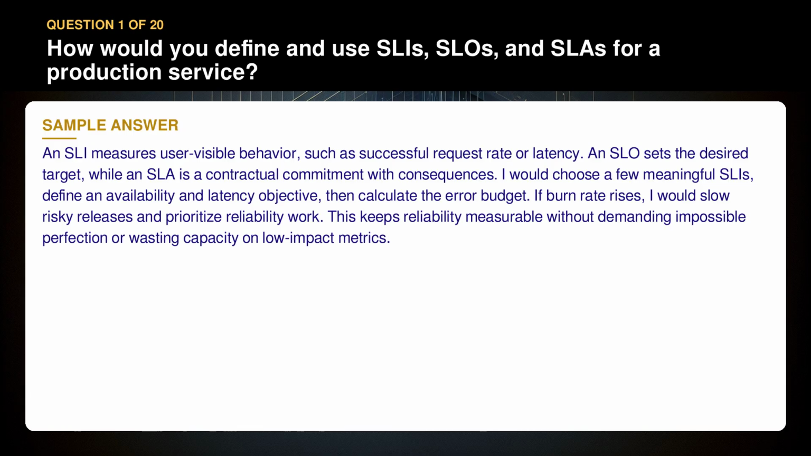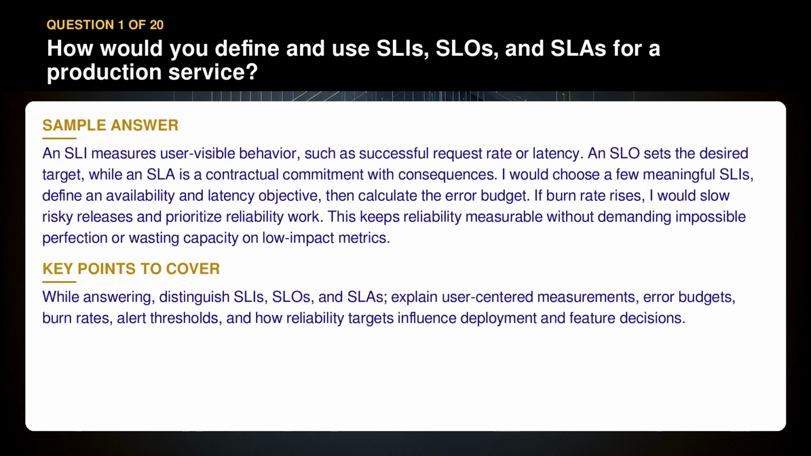If burn rate rises, I would slow risky releases and prioritize reliability work. This keeps reliability measurable without demanding impossible perfection or wasting capacity on low-impact metrics. While answering, distinguish SLIs, SLOs, and SLAs. Explain user-centered measurements, error budgets, burn rates, alert thresholds, and how reliability targets influence deployment and feature decisions.